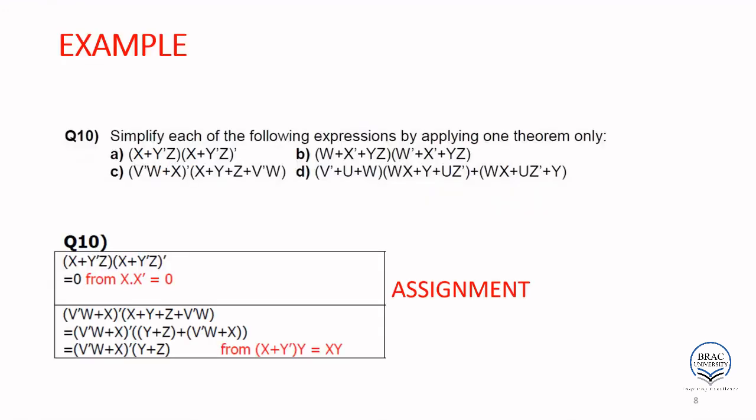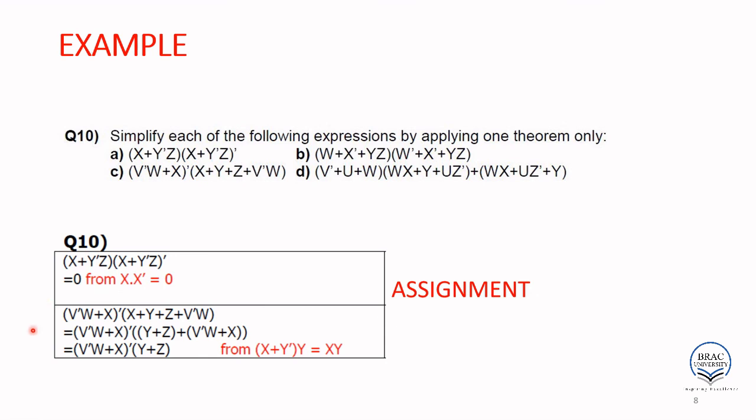Okay, so this is the last example of this type. It says simplify each of the following expressions by applying one theorem only. If you look at the first one, x plus y prime z into x plus y prime z whole prime. If we consider x plus y prime z as x, this becomes x prime. So this product becomes x dot x prime. x dot x prime equals 0. We know that from the initial couple of slides. So this product becomes 0.